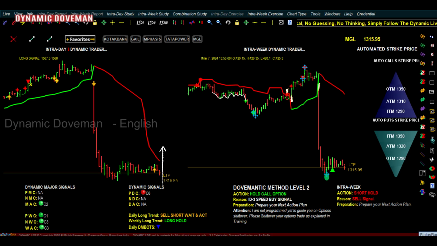But going forward, on Monday, if the price starts going up and this ID3 long signal gives you a clear buy, then go ahead. There is a trade opportunity we are all waiting for. We can definitely get into this trade to gain some profit.